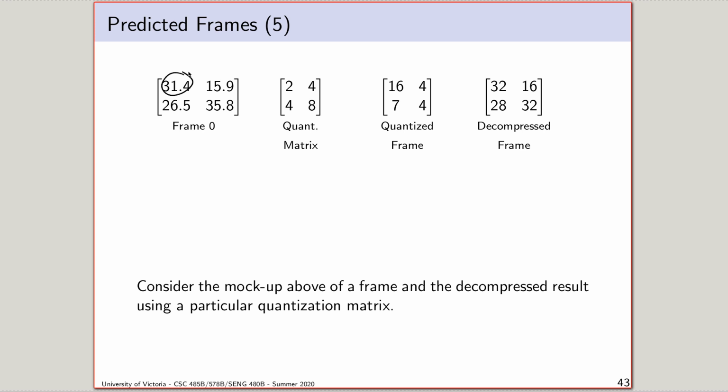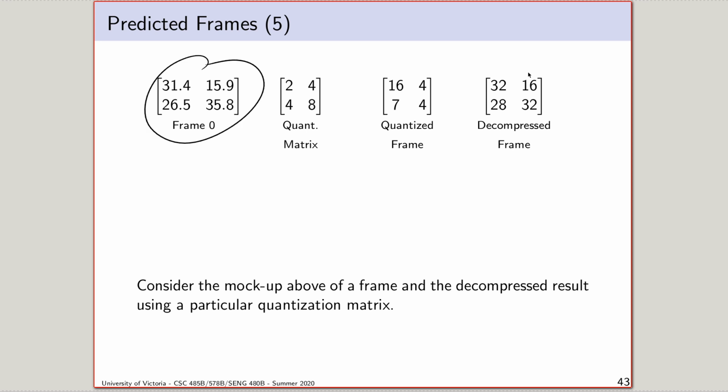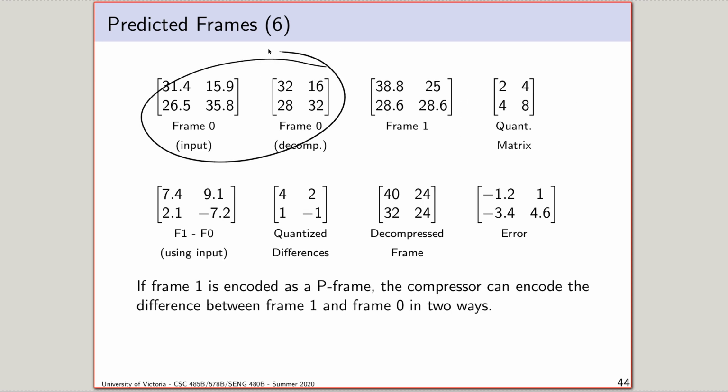So the error between this and this isn't very big. The error between this and this isn't very big. The error between this and these two things is a little bit bigger, but still not that bad. And we expect to get that kind of error. We know that's the price we pay when we use quantization. Okay, so here's frame 0. Here is the decompressed version of frame 0. Okay, so I've just put them here.